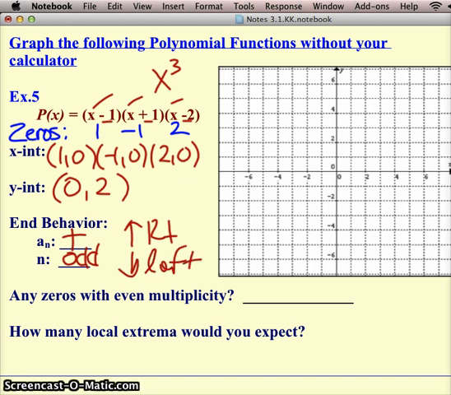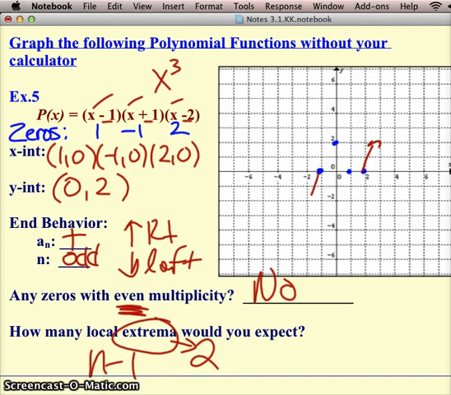So just some expectation. Any zeros with even multiplicity? Well, if you look at the factors, they all have exponent 1, so this would be a no. And possible extrema is 1 less than the degree, so this being degree 3, I'm expecting 2 changes in direction, 2 extrema. Okay. Well, now it's time to get all your intercepts, put it on the graph, and just see what happens. So I start plotting my intercepts, and I've got negative 1, 1, 2, and a y-intercept of 2. And if you think about the behavior, the fact that it's supposed to rise right and fall left, there's not much mystery as to what the graph does, right?